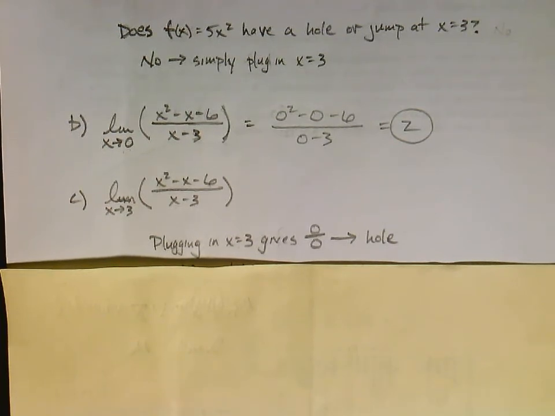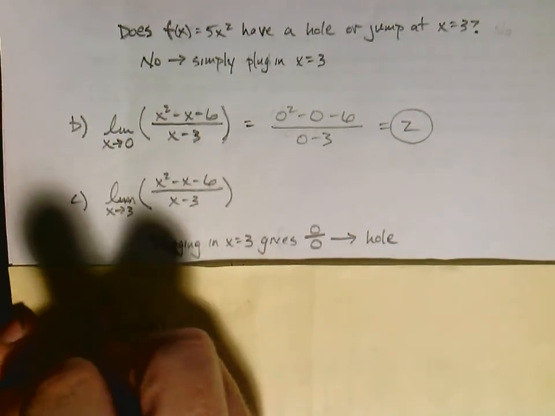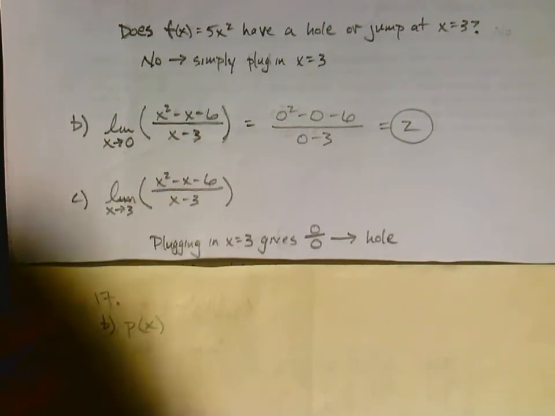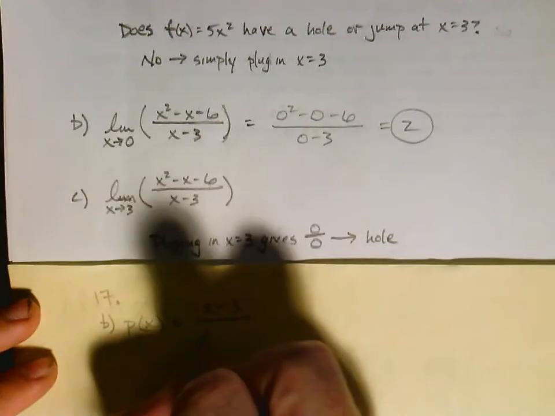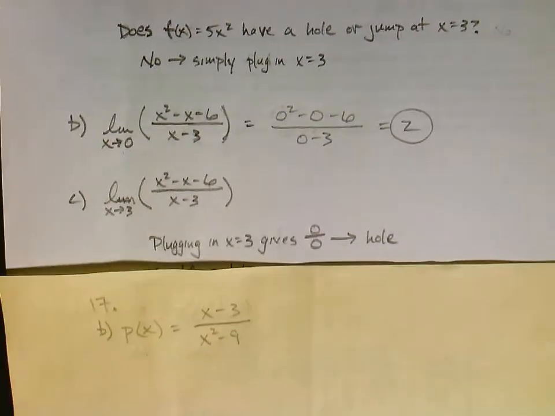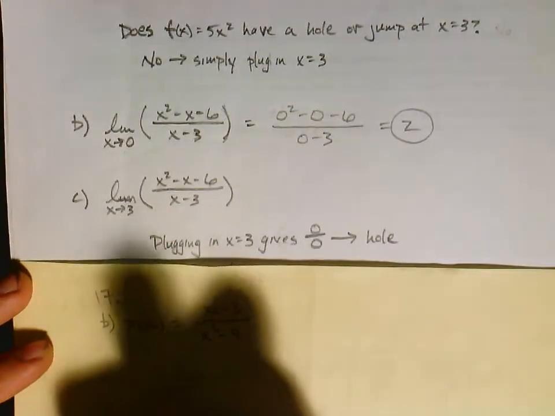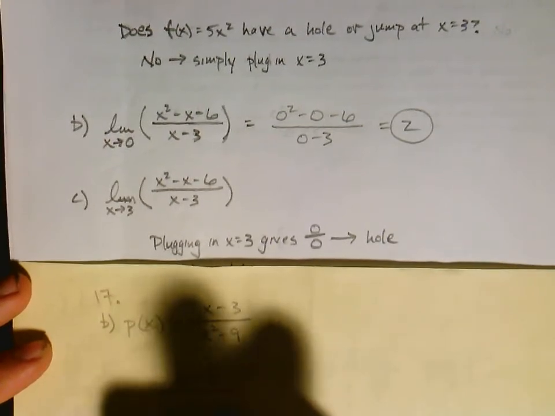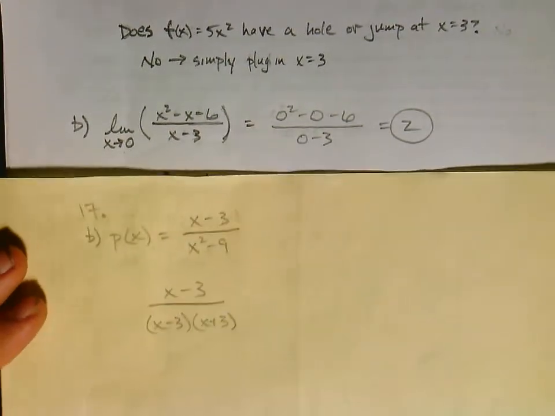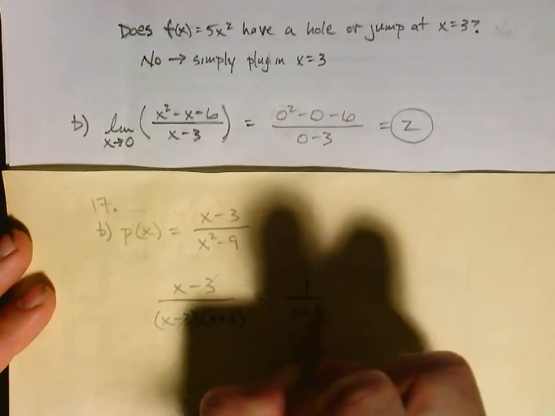So what's going on there? I'd like to point out part B, which will be a good one. Part B was P of x, number 17 from the review. P of x equals x minus 3 over x squared minus 9. And we're even going to see the 3 happening again. You might realize, oh, x squared minus 9, we can factor that as x minus 3 times x plus 3. And then we can cancel and get 1 over x plus 3.